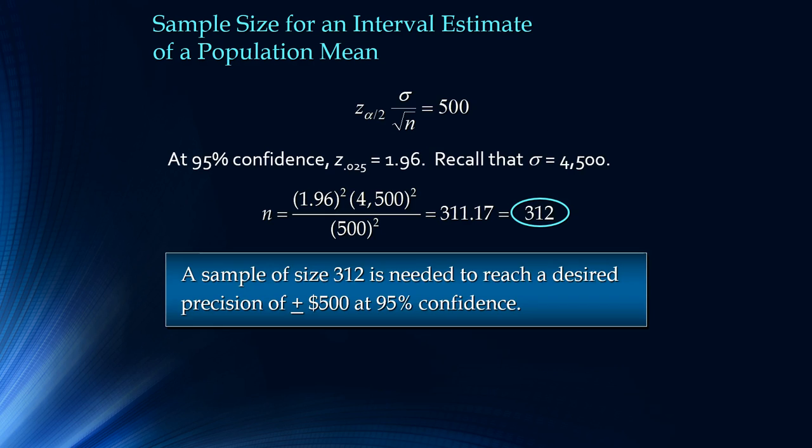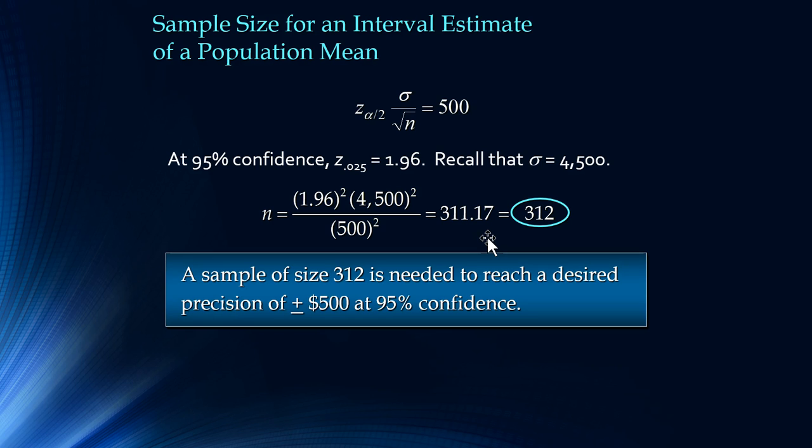Okay. So based upon that information, we're rearranging our formula here. We're simply plugging this in: 1.96 squared times 4,500 squared divided by 500 squared. Right? So we would come out, we need to take a sample size of 311.17. We round up to 312 in order to get a margin of error of $500. Okay, we are 95% confident that the margin of error is within $500.